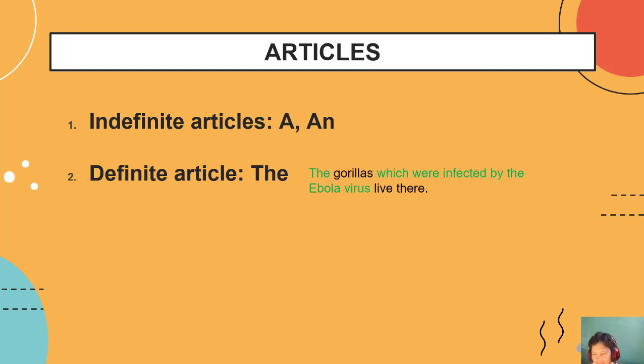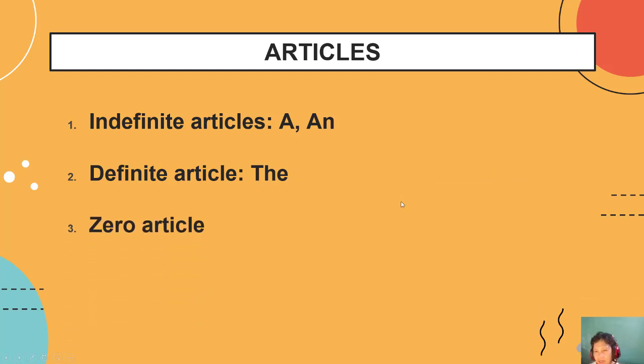Or it is definite because there is an adjective clause, or you can add or explain it with a prepositional phrase. The gorillas which were infected by the Ebola virus live there. So which gorillas? The gorillas which were infected by the Ebola virus. So this is an adjective clause. Actually, there are more rules than that, but later you can come to my website or my YouTube about articles.